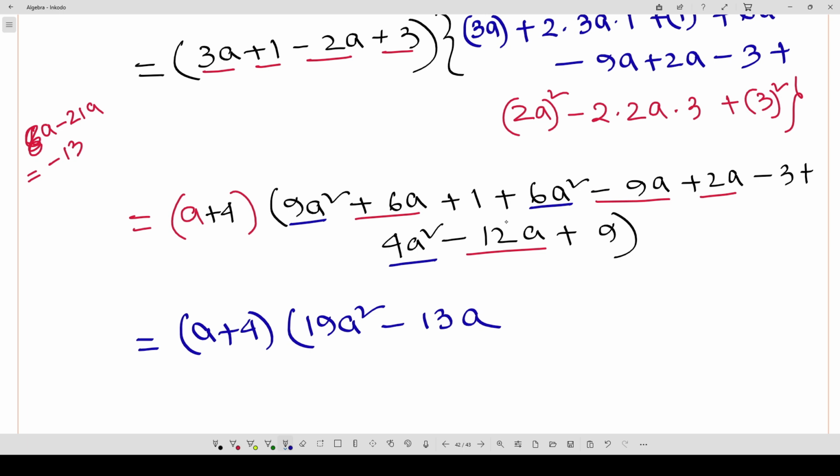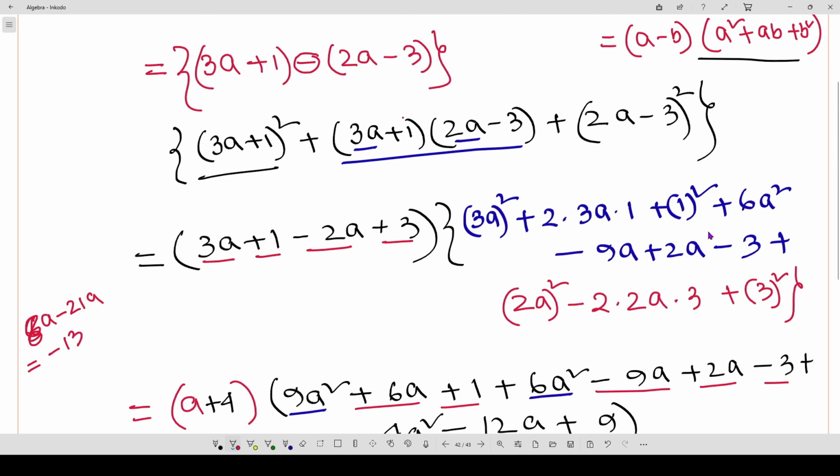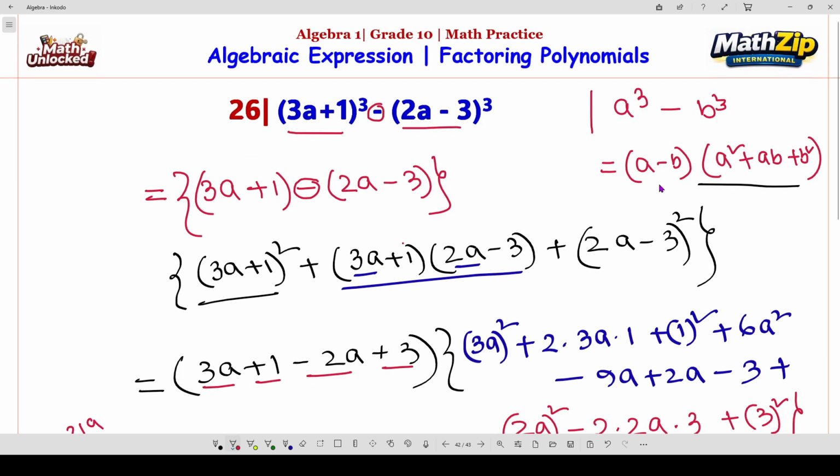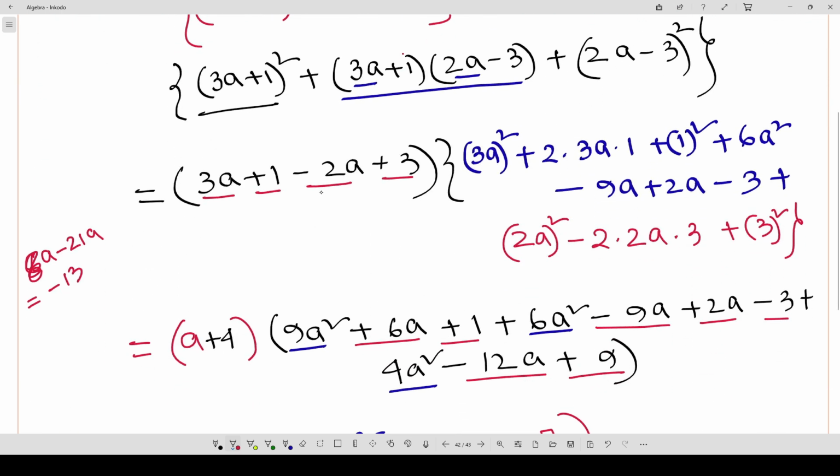And then here is plus 1 and plus 9. That is 10 minus 3, so here is plus 7. And this is our answer. It's not so hard, but we have to be very conscious about plus or minus signs. If by mistake you write plus instead of minus, you will get 0, right? A few moments ago I made that kind of mistake, so be careful.